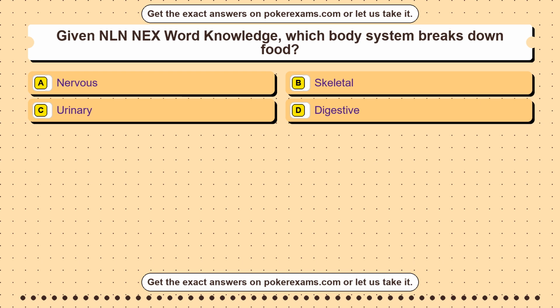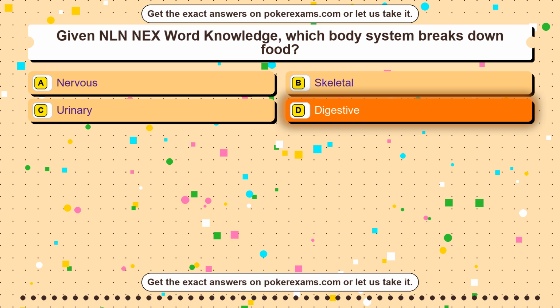Question 38. Given NLN NEX Word Knowledge, which body system breaks down food? Option A, nervous. Option B, skeletal. Option C, urinary. Option D, digestive. The correct answer is option D, digestive.